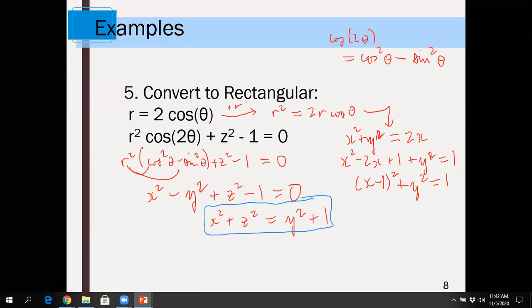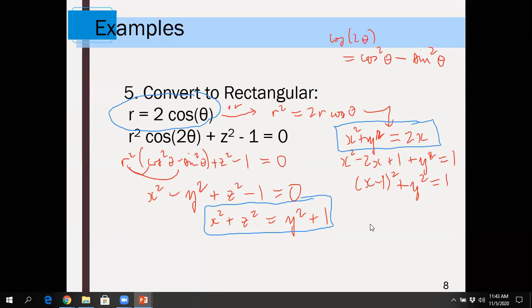And this one right here is a little bit more interesting. I have just the circle in the xy plane, but then z is free. Z is free to do what it wants. And therefore, you're going to get not just the circle, but a cylinder. Look how easy it was to express that cylinder. It was just r equal to 2 cosine theta. That's why these are called the cylindrical coordinates.